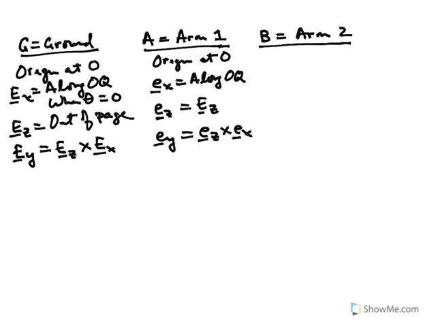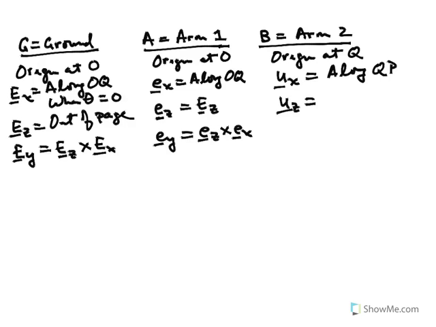And then the third reference frame, the third coordinate system, is going to be fixed in the second arm. So the origin of this coordinate system is going to be at Q, because Q is fixed in the second arm. I'm going to put UX along QP. UZ is going to equal little ez, which also happens to equal big EZ. And then UY is going to equal UZ crossed with UX.